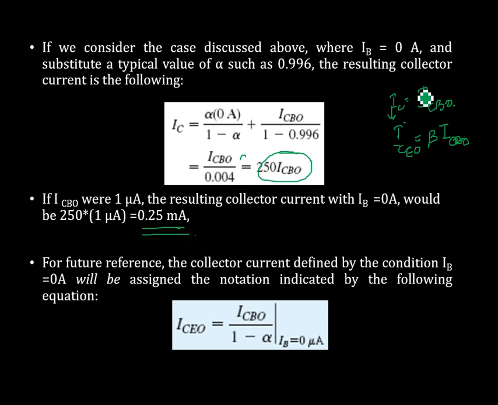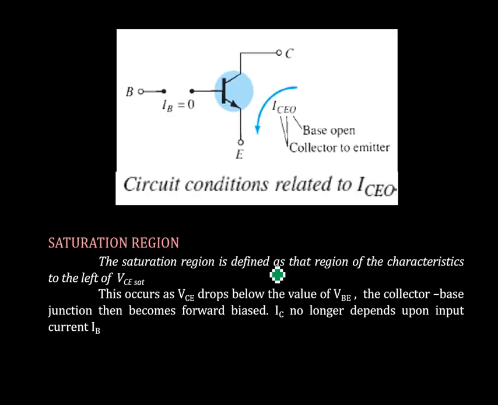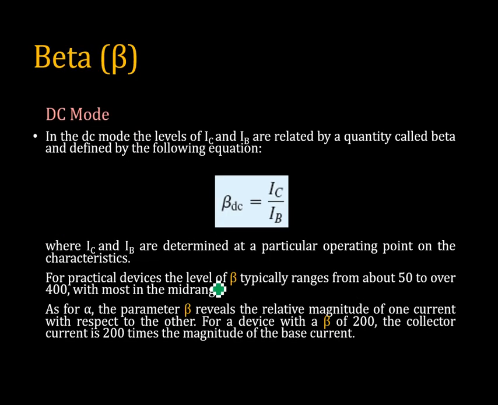Now, the collector current when IB equal to 0, we call it ICEO, and that is equal to ICBO by 1 minus alpha when IB equal to 0 microampere. Now this is the circuit condition. When base is open or base current is 0, ICEO is the collector current that is flowing from collector to emitter. As you all know, saturation region is the region where the switch is in the on condition, and cutoff region we have discussed.